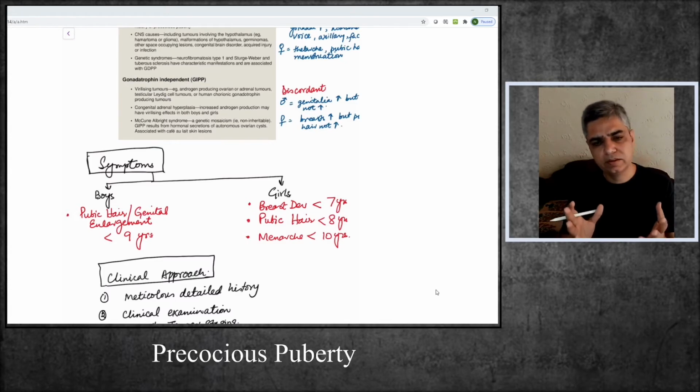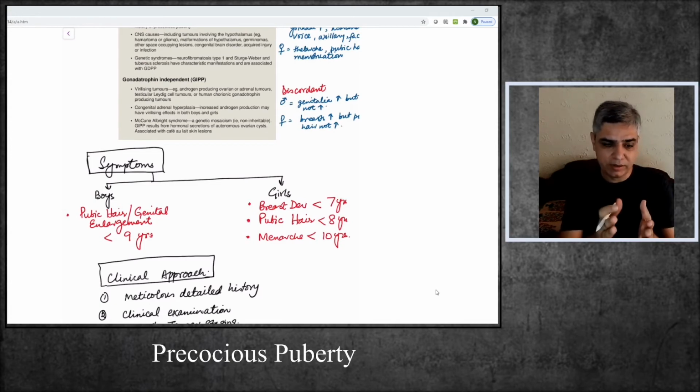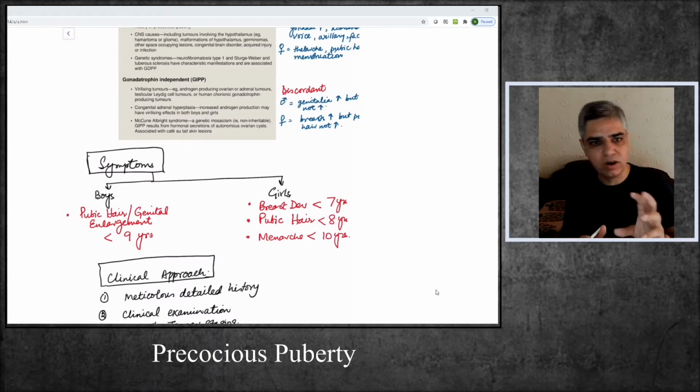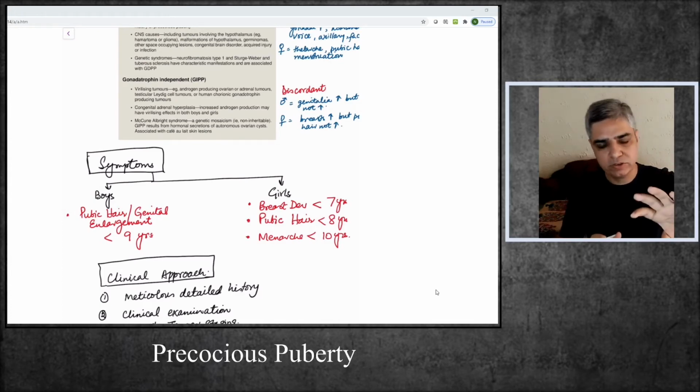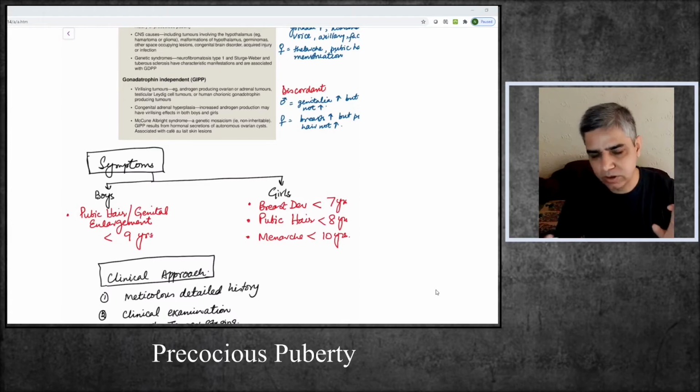And again, we also see if the symptoms are concordant or discordant. Concordant means that the symptoms are appearing in the order in which they should normally appear. The only thing is that they are appearing early. Discordant means that you are getting one factor being developed. For example, it's just the pubic hair that is developing, but not the other things, like the breasts. Or it might be that the breasts are developing, but the pubic hair and menstruation have not occurred. So it could be discordant as well. I will discuss that later on.